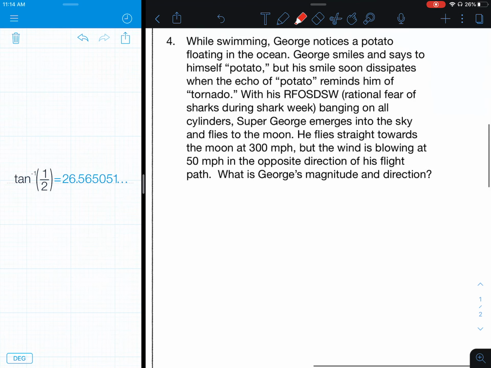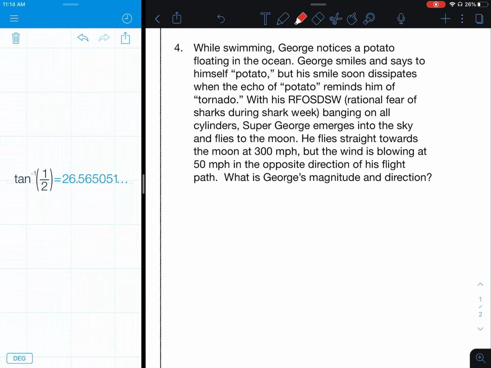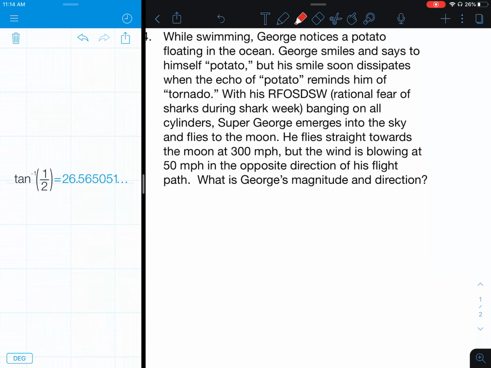Last one. While swimming, George notices a potato floating in the ocean. George smiles and says to himself, "Potato." But his smile soon dissipates when the echo of potato reminds him of tornado. With his rational fear of sharks during Shark Week, firing on all cylinders, Super Georgie emerges into the sky and flies to the moon.